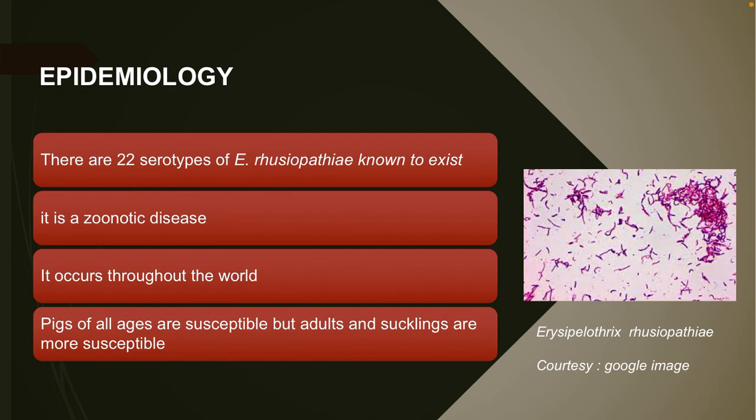The epidemiology. There are 22 serotypes of Erysipelothrix rhusiopathiae. It is a zoonotic disease which occurs throughout the world. Pigs of all ages are susceptible, but adults and sucklings are more susceptible.